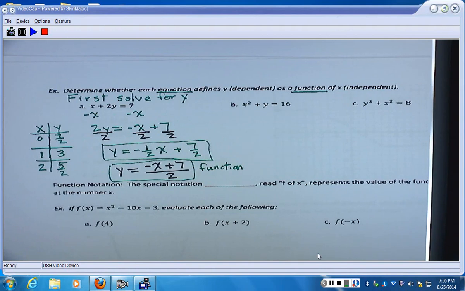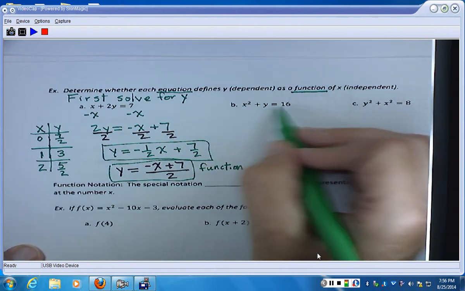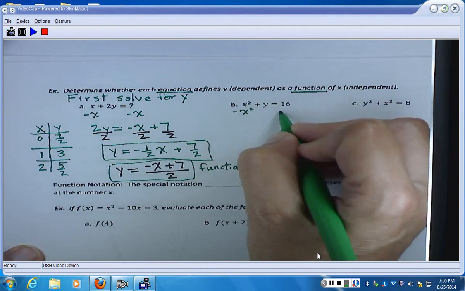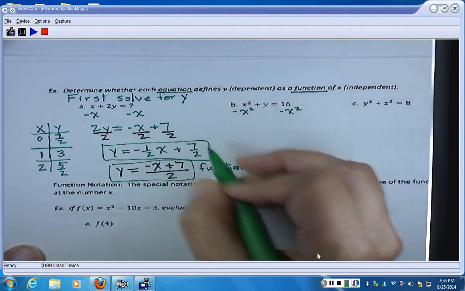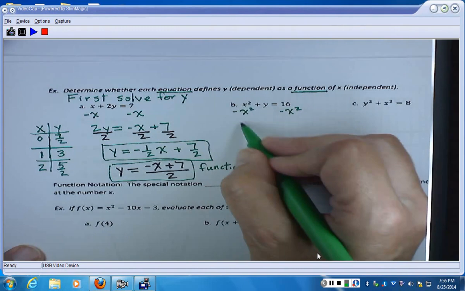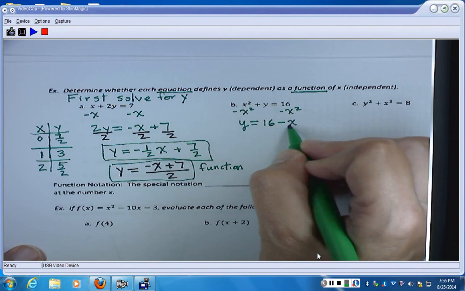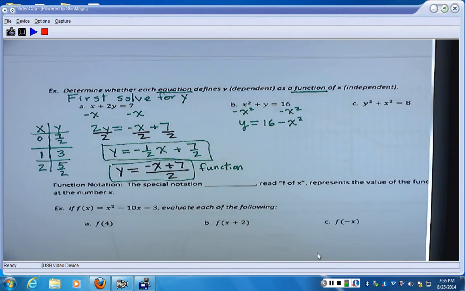Okay, the next example, solve for y. We just need to subtract our x squared. And they're not like terms, so you're going to get y equals either 16 minus x squared or negative x squared plus 16, either way. You have y equals 16 minus x squared.